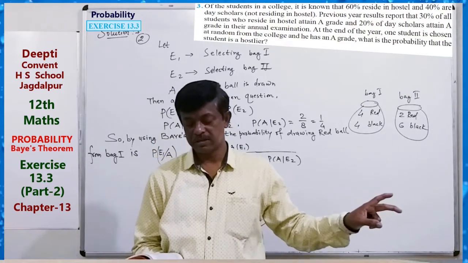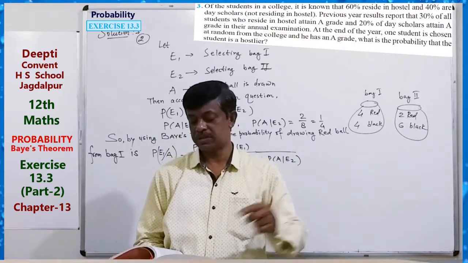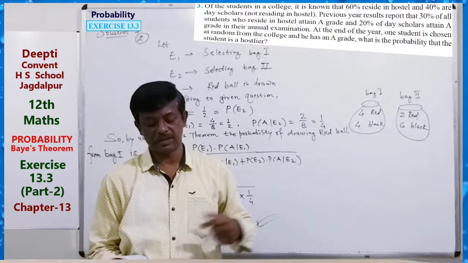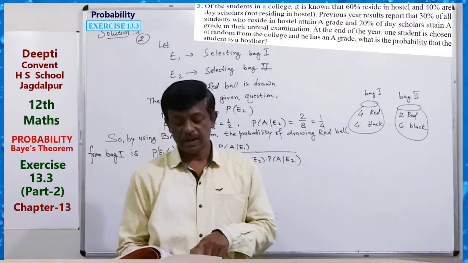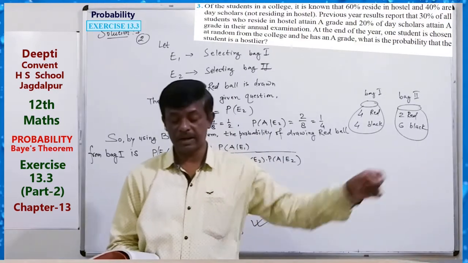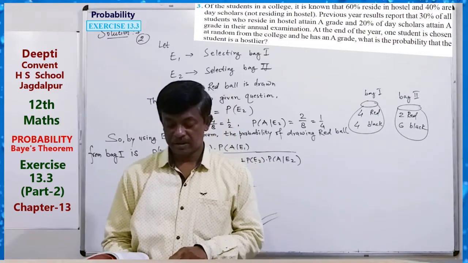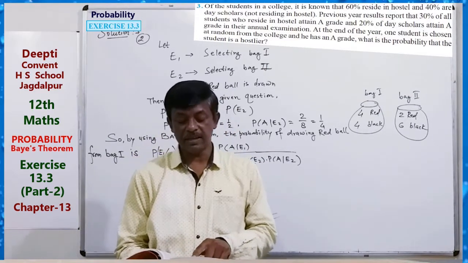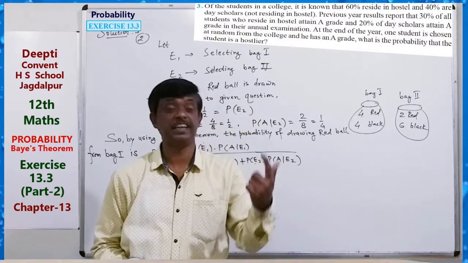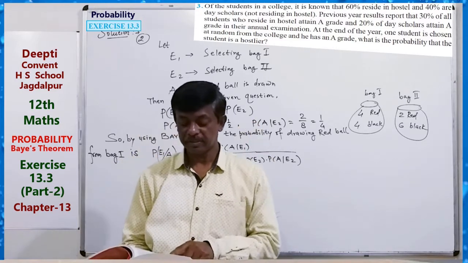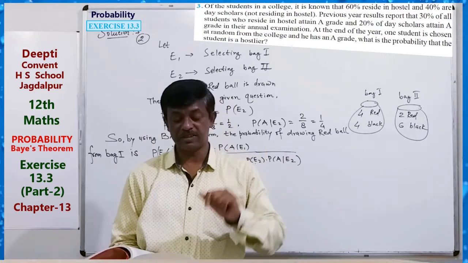Hostelers, 30% hostelers getting A grade, and 20% of day scholars attain A grade in the annual examination. At the end of the year, one student is chosen at random from the college, and he has an A grade. That is our event, just A for notation. What is the probability that the student is a hosteler?